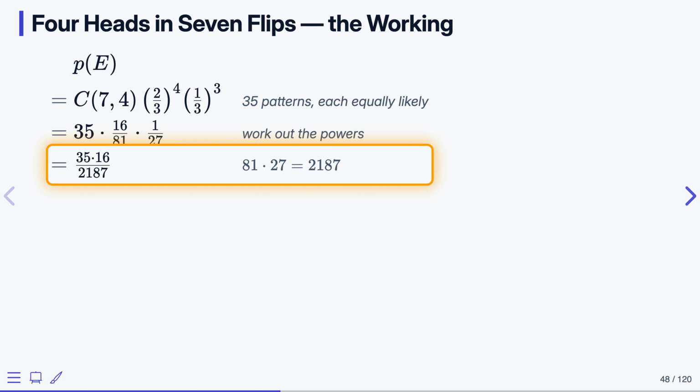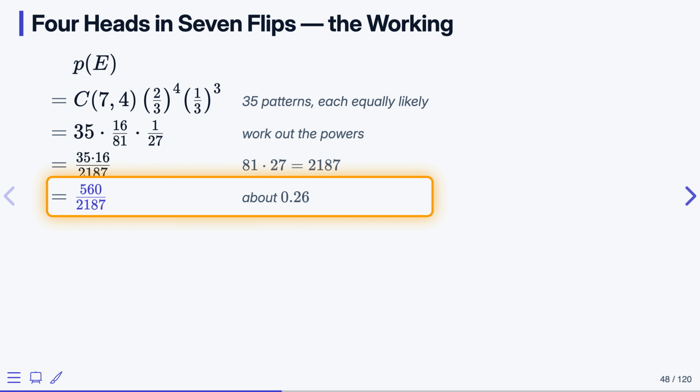Multiply the bottoms. 81 times 27 is 2,187. 35 times 16 is 560. So the answer is 560 over 2,187, which is about 0.26.